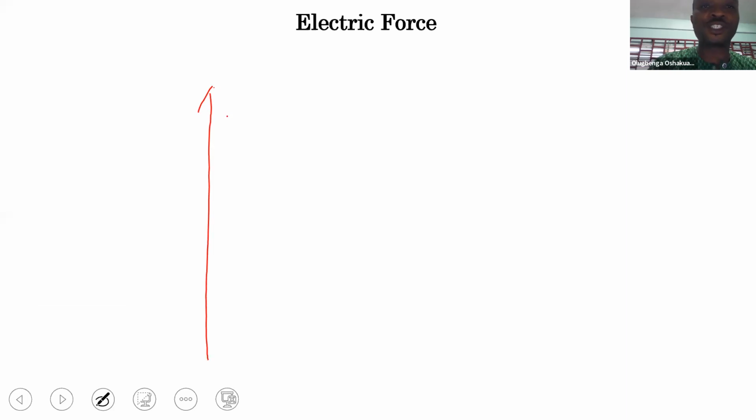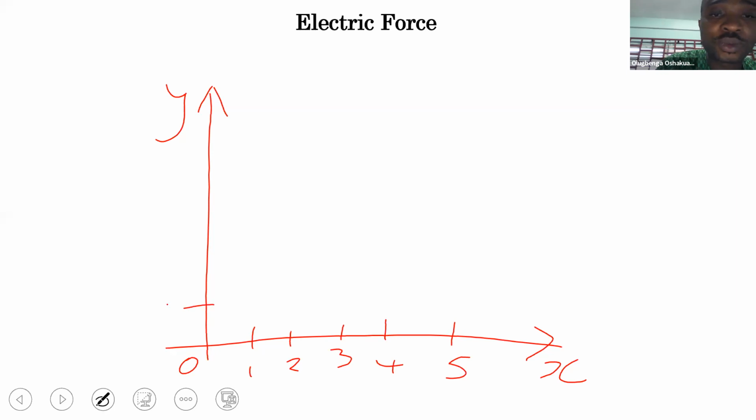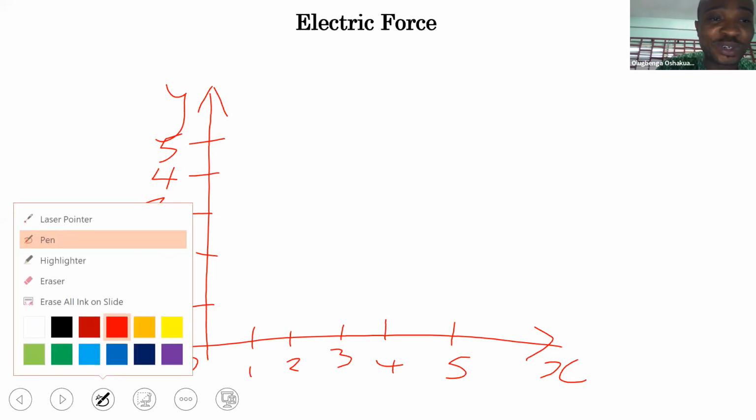Let's say this is my graph sheet. This is y-axis, and this is x-axis. And this is the origin. Let's say this is 3. And this is 1. I'm sure this is familiar. If it's not familiar, then we are in trouble.